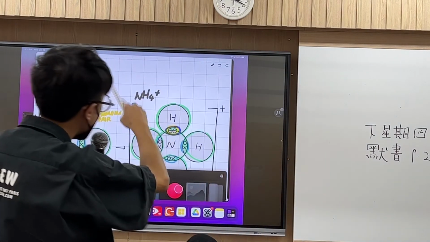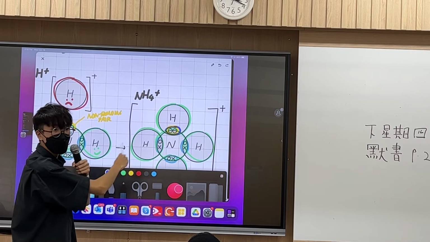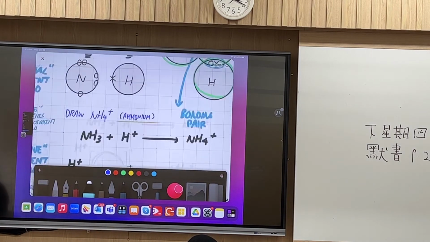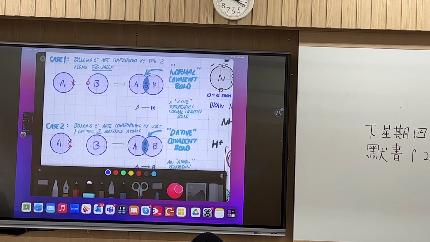The dot and the cross, they are electrons from the 2 atoms. The dots and the crosses are to show you where they come from. Remember, we defined the symbols. Dots mean electrons from nitrogen. Cross means electrons from hydrogen. Remember the definition on the left?